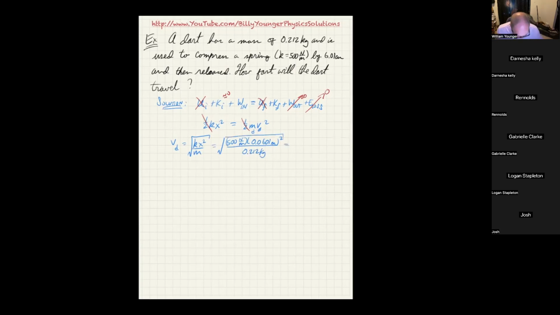And when I compute this, I'm going to take the square root of 500 times 0.0601 squared, and then divide that by 0.212, close parentheses. And that gives me 11.91, with one extra sig fig, of course, meters per second. Any questions on that one?